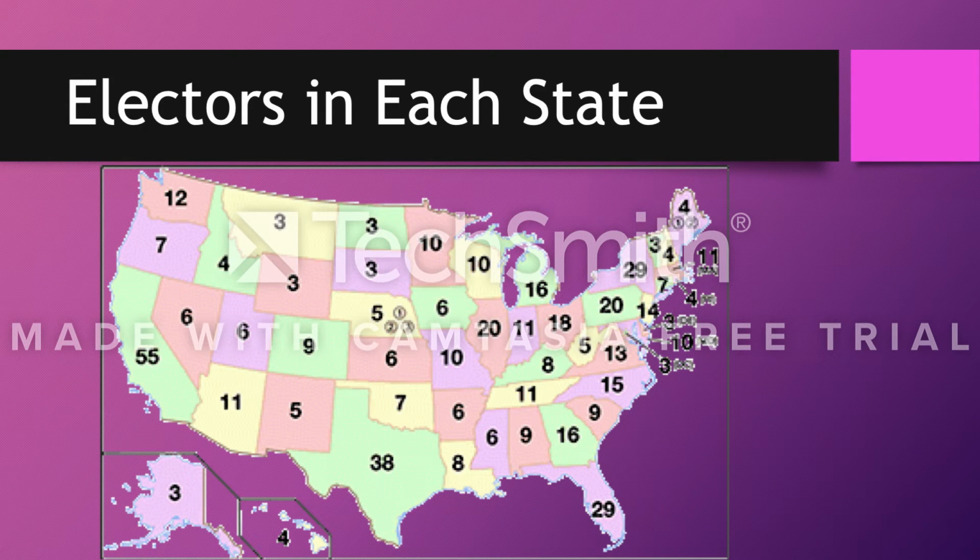Electors in each state. The attached photo shows how many electoral votes each state has in the general election. For example, Texas has 38. California has a high population, so it has 55. Michigan, you can see, has 16 electoral votes.